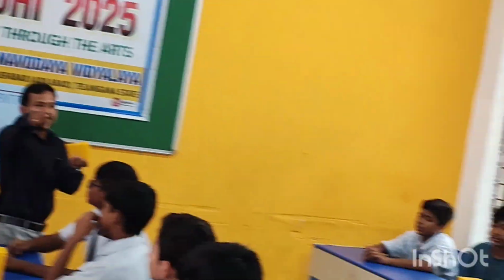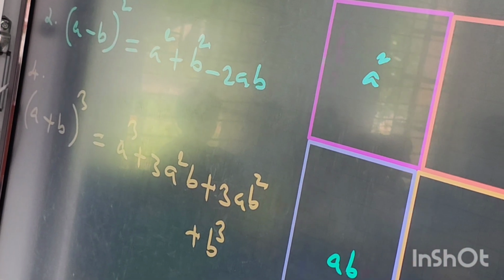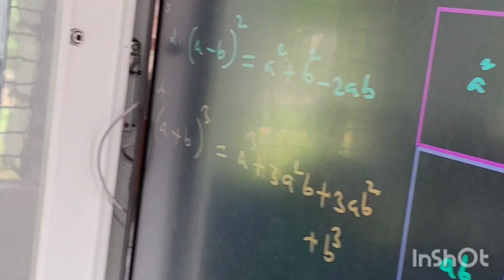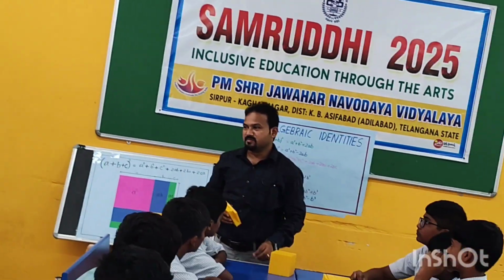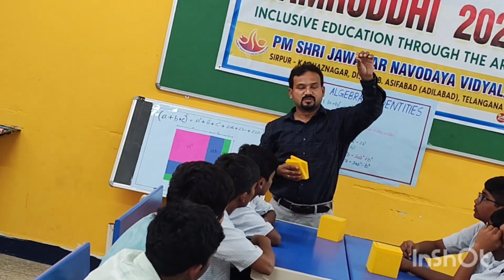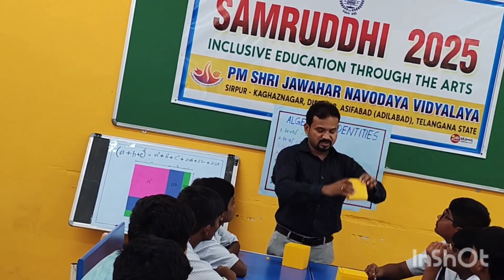3a square b, we have in the formula. What do we have? A cube, we have. So this is a cube. We have b cube. In the formula, do we have b cube? This is b cube. Do we have 3a square b? This is 3a square b.